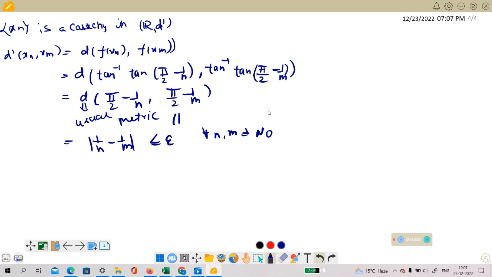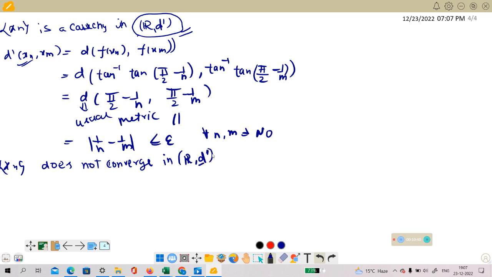So hence we have shown that xn is a Cauchy sequence in (R, d'), not in the usual metric. In (R, d') it is a Cauchy sequence. Now we will show that this xn does not converge in (R, d').